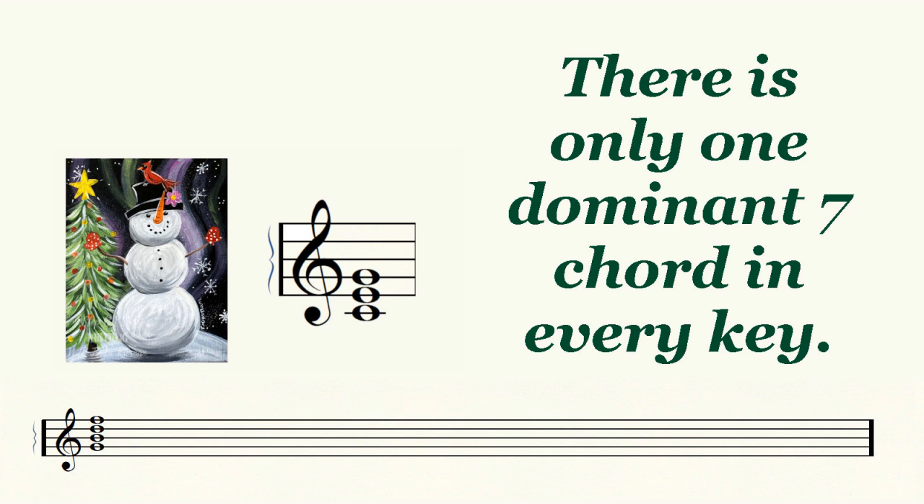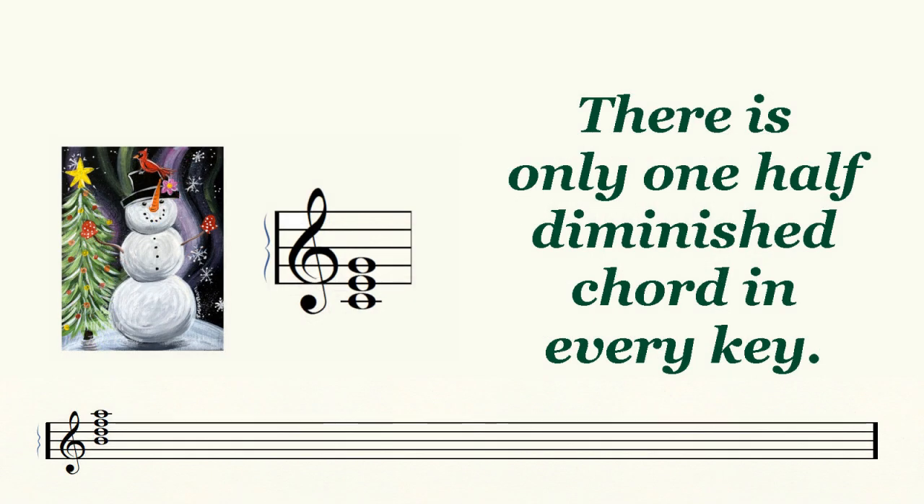There is only one dominant 7 chord in the key of C. In fact, there is only one dominant 7 chord in every key. Now we are back to the G7 chord. Obviously this Captain Obvious snowman chord is, you guessed it, all white. And that's why it's so important to learn it first.